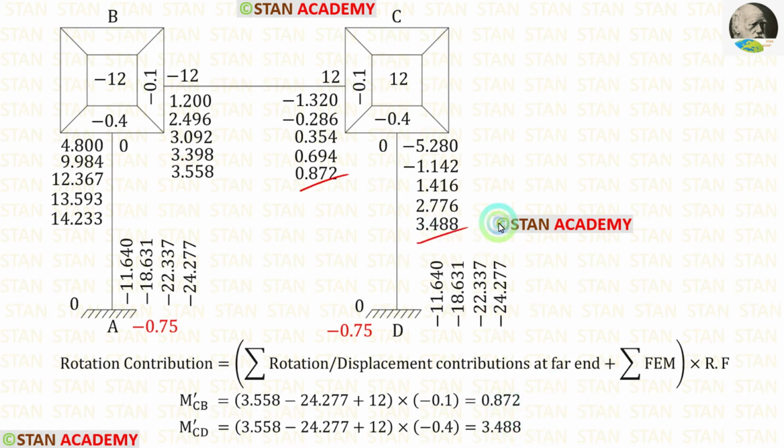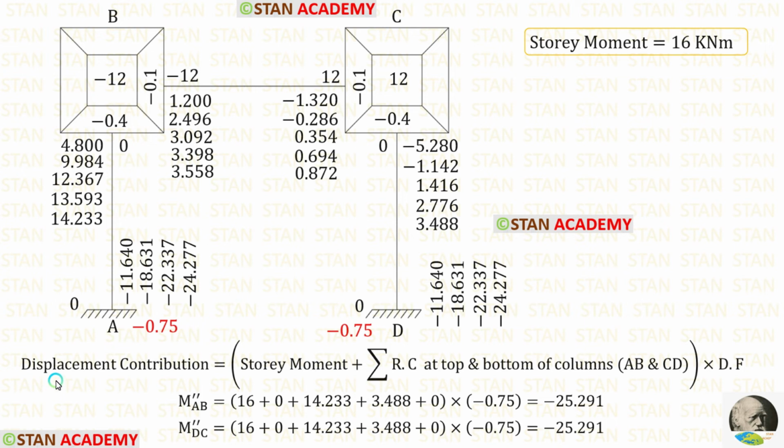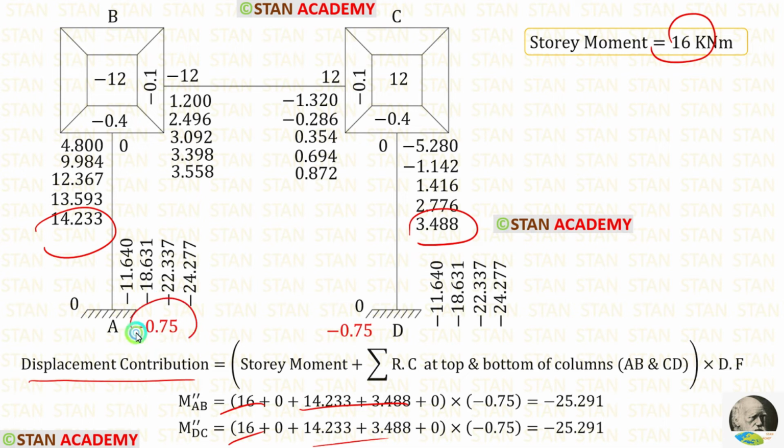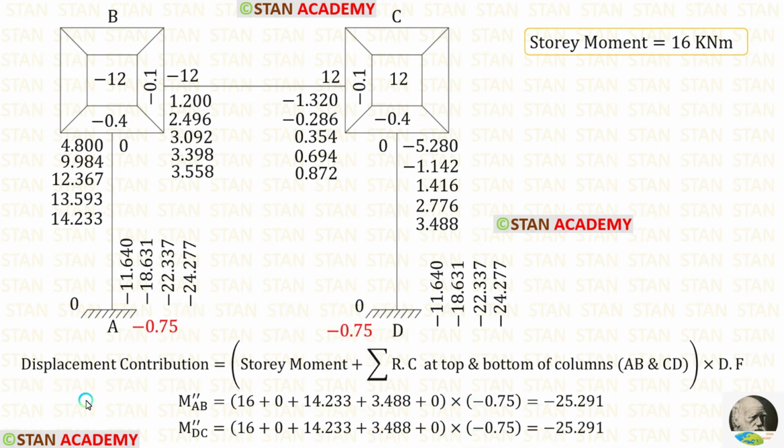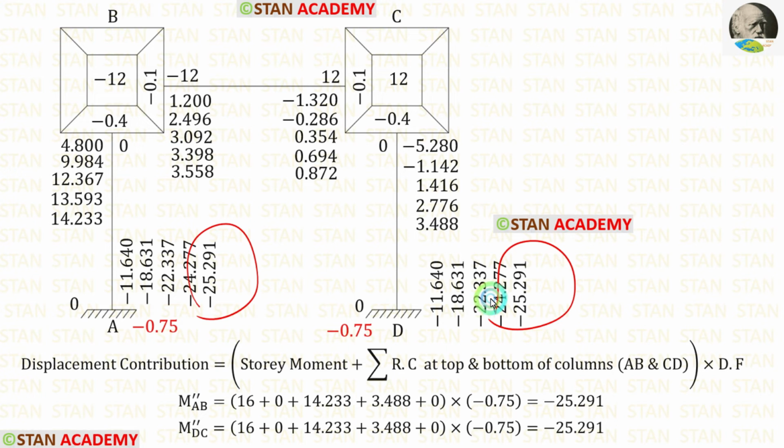Let us enter them. Now let us find the displacement contributions. For that, with the story movement, we have to add these two values and then multiply with the displacement factors. After the calculation, we are getting m double dash AB and m double dash DC. Let us enter them. We have finished the fifth iteration. Let us start the sixth iteration.